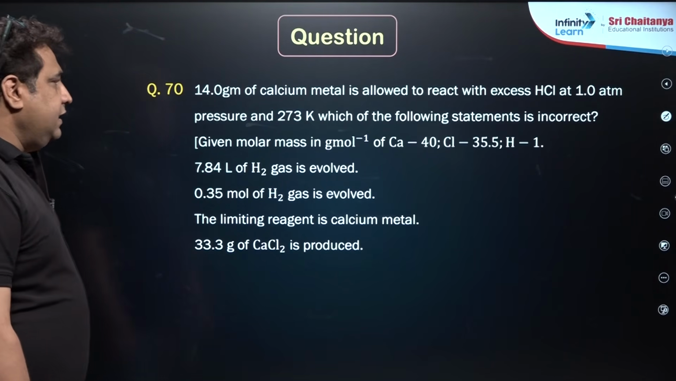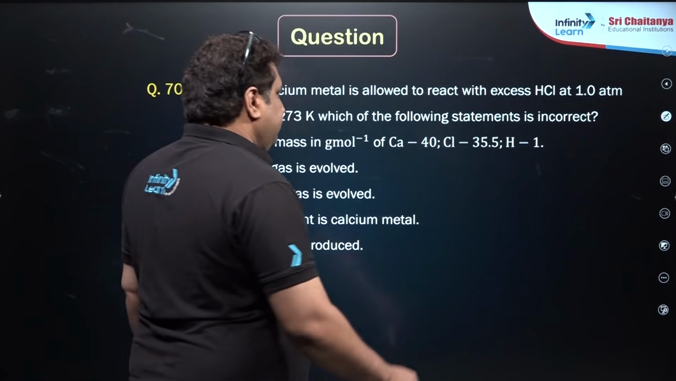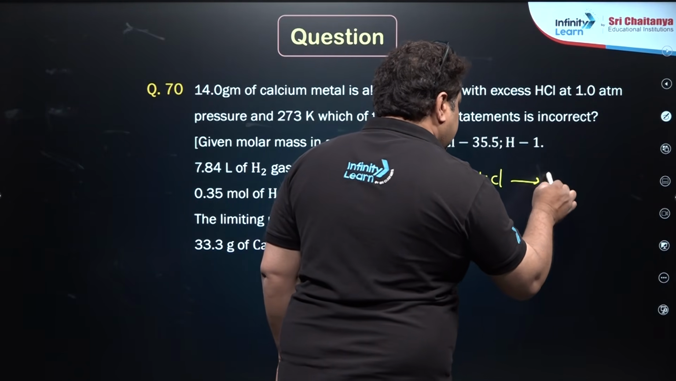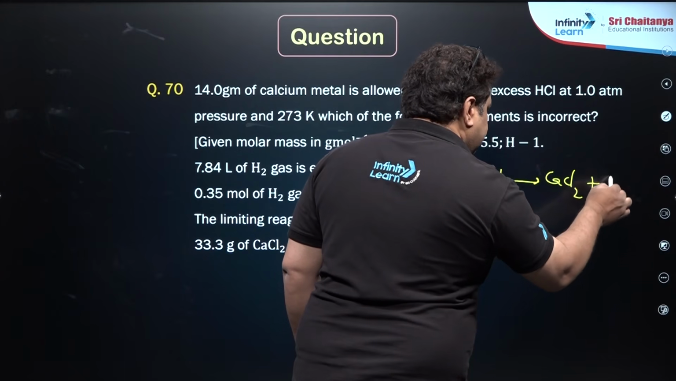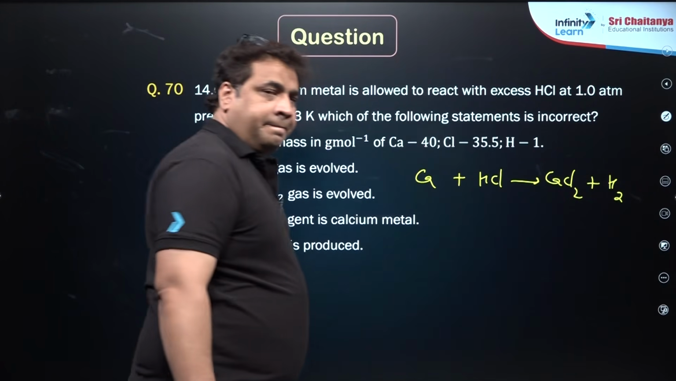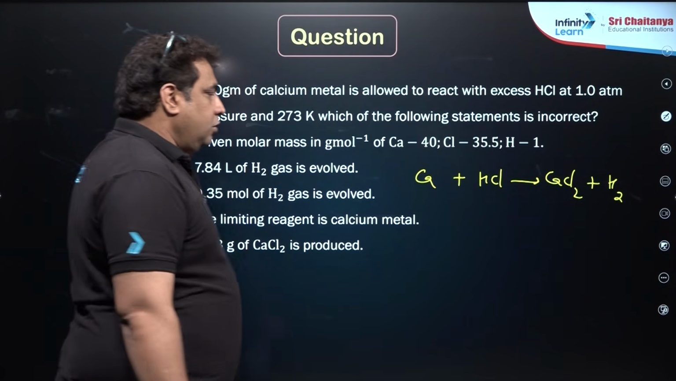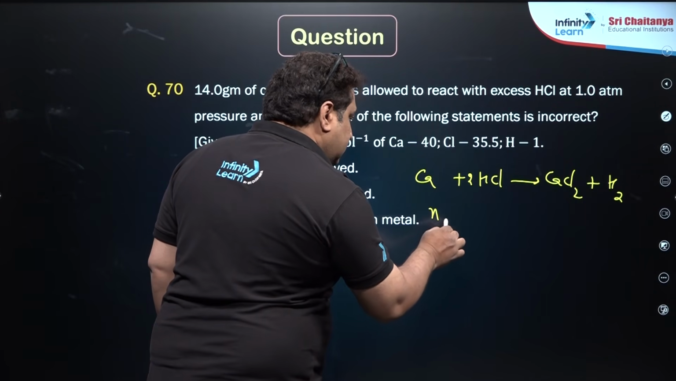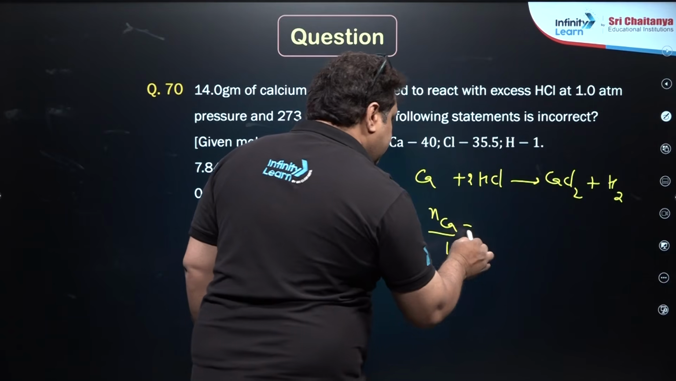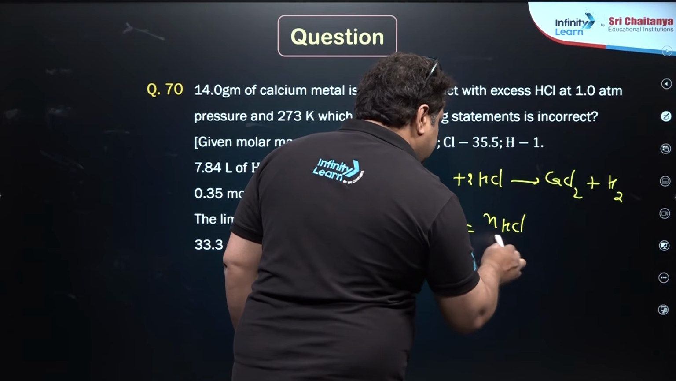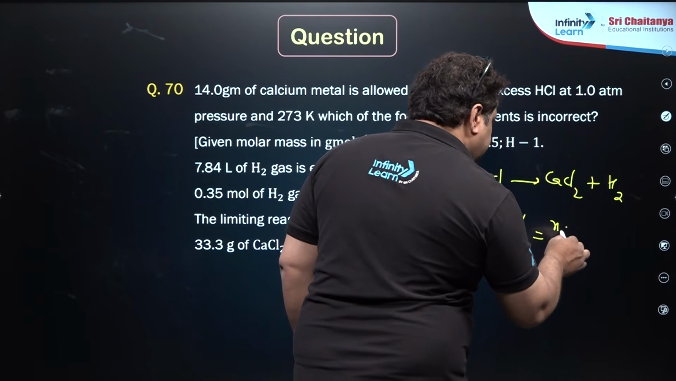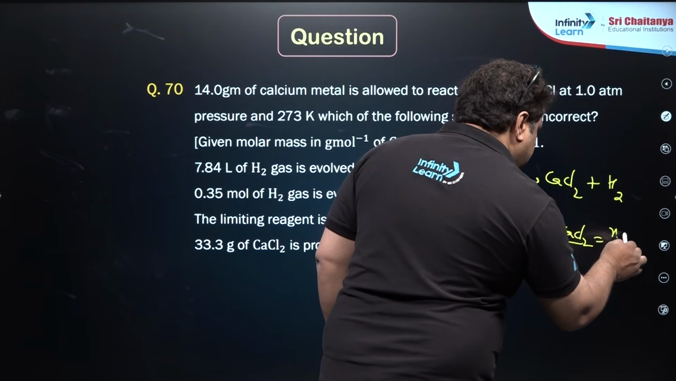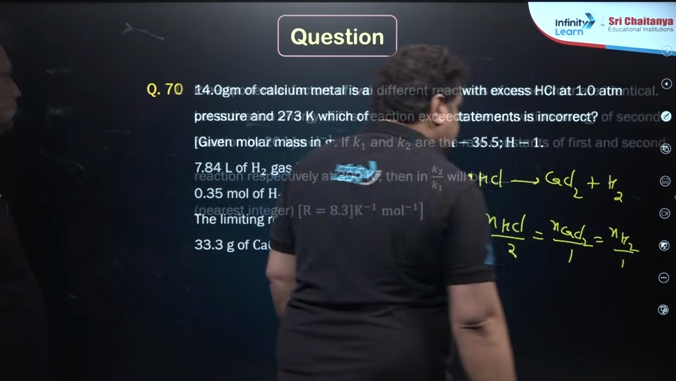14 grams, oh, very easy question. 14 grams of calcium metal. Calcium plus HCl gives calcium chloride plus hydrogen. If you want to balance, here you can write 2. That means by the law of equivalence, the number of moles of calcium upon 1 will be equal to the number of moles of HCl upon 2, which will equal the number of moles of calcium chloride upon 1, which will equal the number of moles of hydrogen upon 1.